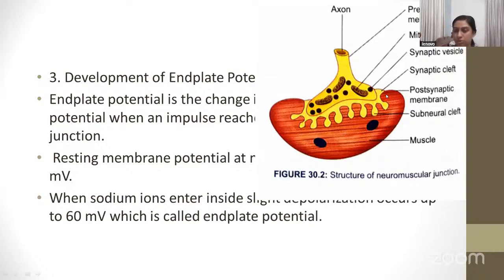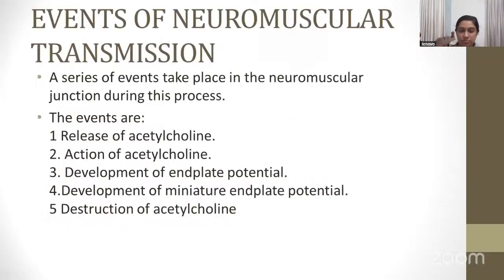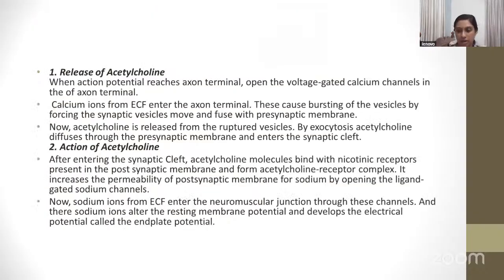Okay. So this part is called the postsynaptic membrane. It's a part of the muscle. It is thrown into numerous folds. Okay. And they make the subneural clefts. So this is the structure of the neuromuscular junction. So after the first step, the acetylcholine is released into the synaptic cleft.